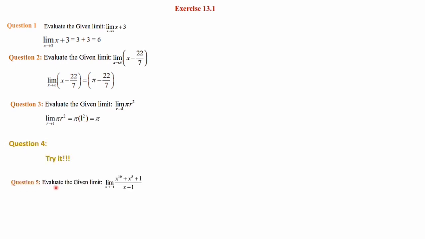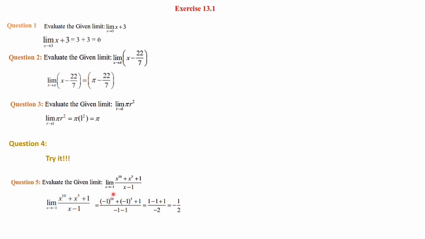Question number 5, evaluate the given limit x tends to minus 1, x power 10 plus x power 5 plus 1 divided by x minus 1. So replace this x by minus 1. So limit x tends to minus 1, x power 10 plus x power 5 plus 1 divided by x minus 1 is equal to minus 1 the whole power 10 plus minus 1 the whole power 5 plus 1 divided by minus 1 minus 1. Just replacing x by the value minus 1.